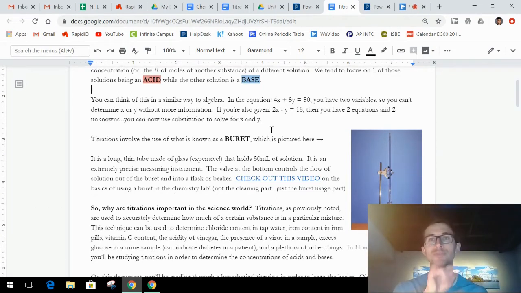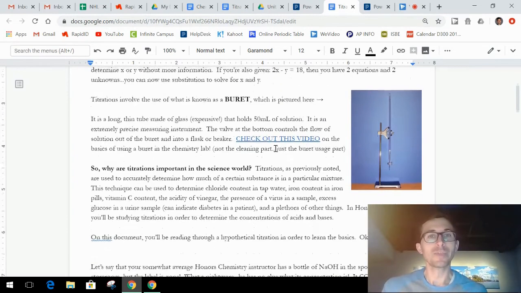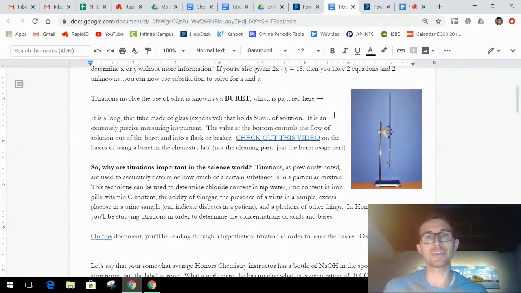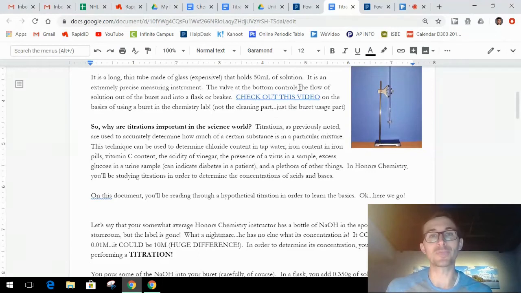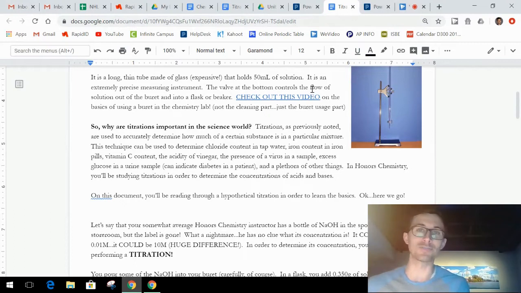For titrations, we're doing them for 2 days. The second day, in other words day 3 of e-learning, will be more complicated titrations. Titrations involve the use of a burette. I don't have a burette, so any video I post of me doing a titration involves pipettes, not burettes. Check out the video right here on the basics of using a burette. The video shows you how to clean it, how to measure in a burette, and just how to use it for the most part.